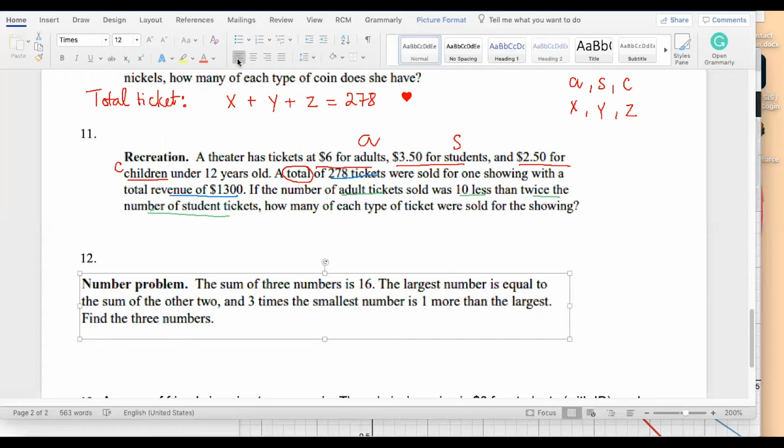How about the next one? What is the next equation, Miss Dallas? Dollars, so the money. I'm going to go with money. That's going to be the total value, right? And I like how Miss Dallas said dollar goes with dollar.